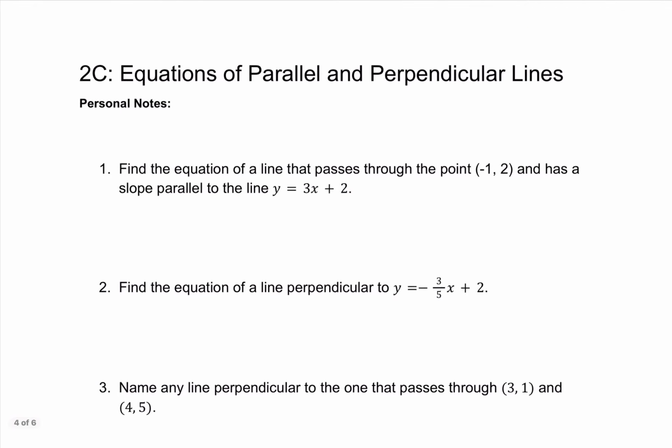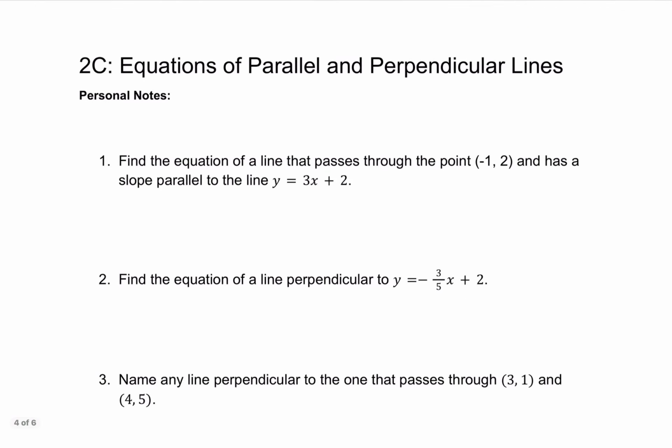Alright, for 2C, a couple things you might want to know are the equations of a line. We have two that are very useful. We have point slope form, which is y minus y1 equals m times x minus x1. And we also have the slope intercept form of a line. Very useful. Helpful for doing things like this.